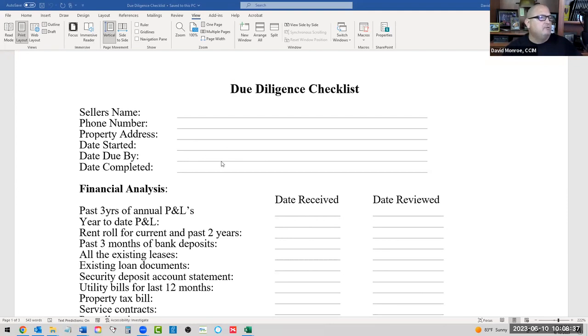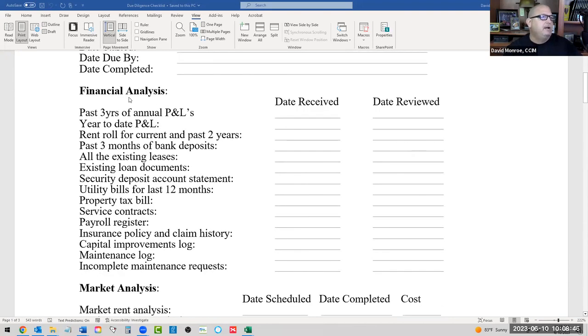All right, so date due by is whenever that due diligence period expires within that contract, and of course, the date that you have completed it. So here under financial analysis, we've got past 3 years of profit and loss. Stoney, why do we ask for prior 3 years? You are muted.